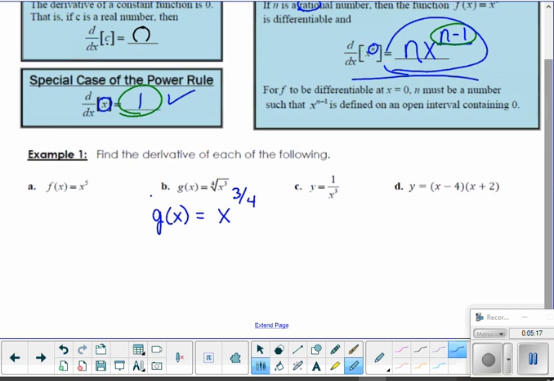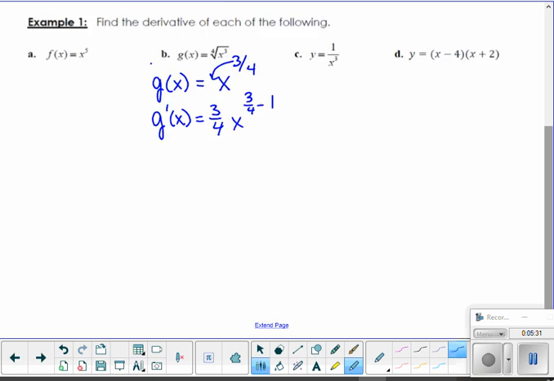It is 3/4. So to get to its derivative, we'll go g prime of x equals 3/4 comes down, and then we reduce the power by 1 degree. 3/4 minus 1. Now let's simplify, make it look nice. And I get 3/4 x to the, 3/4 minus 1 would be a negative 1/4, wouldn't it?